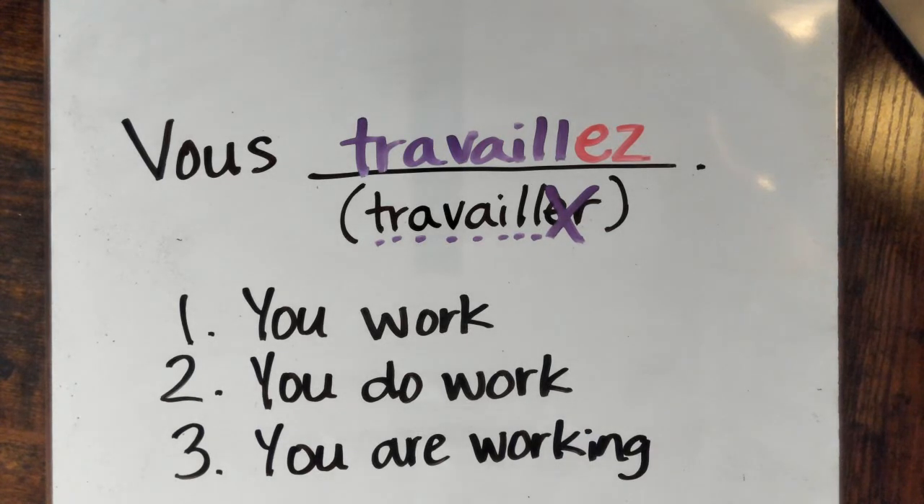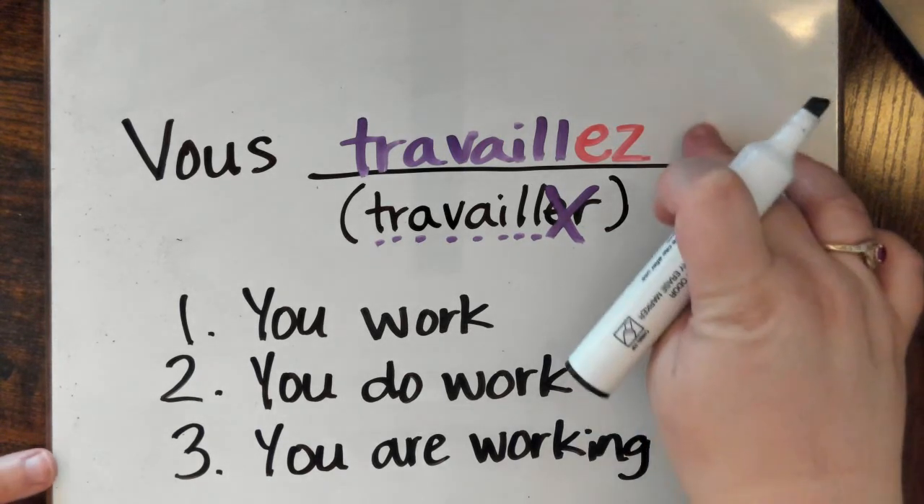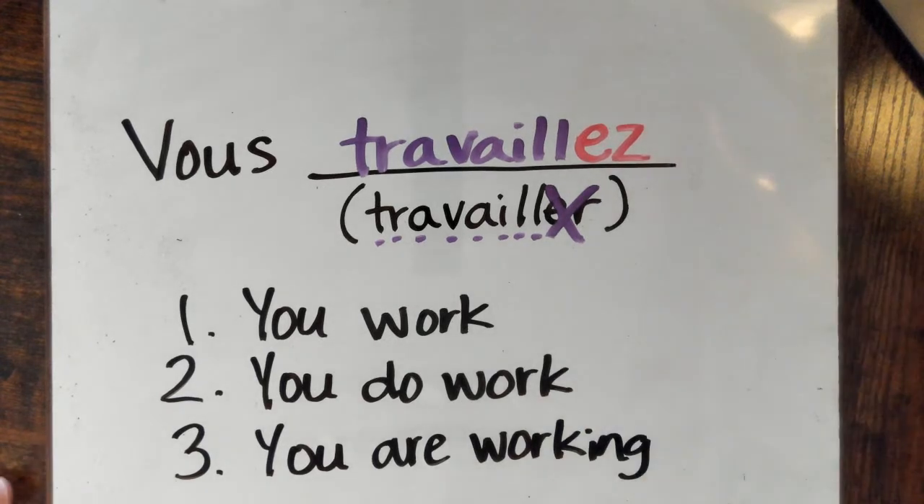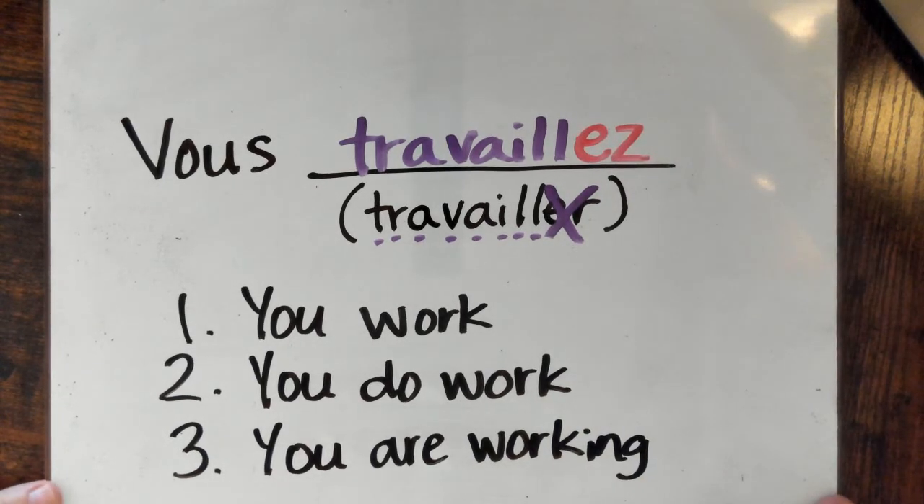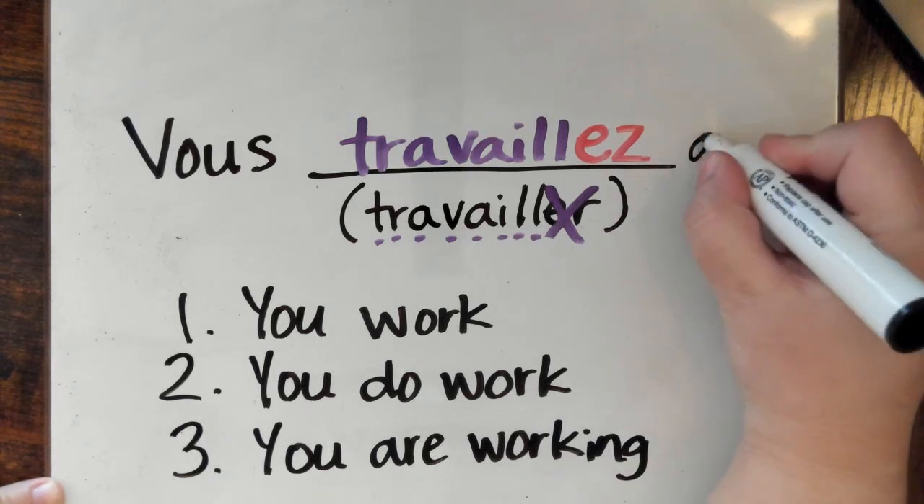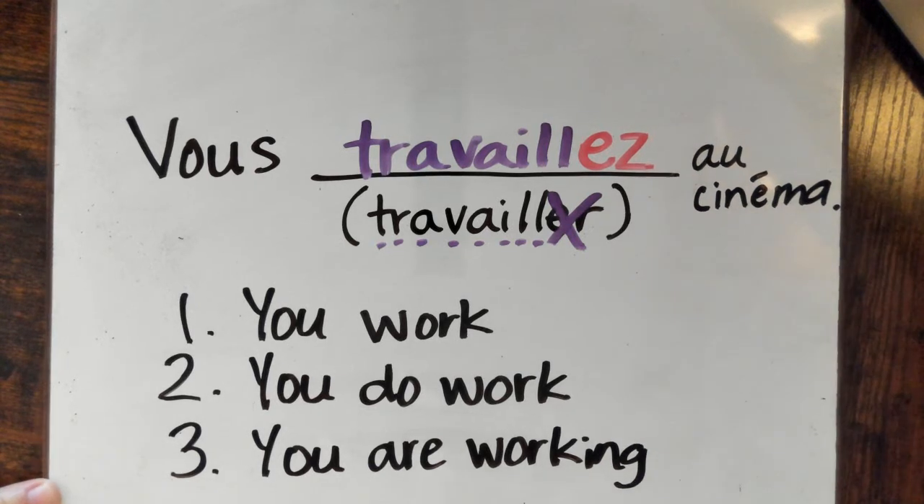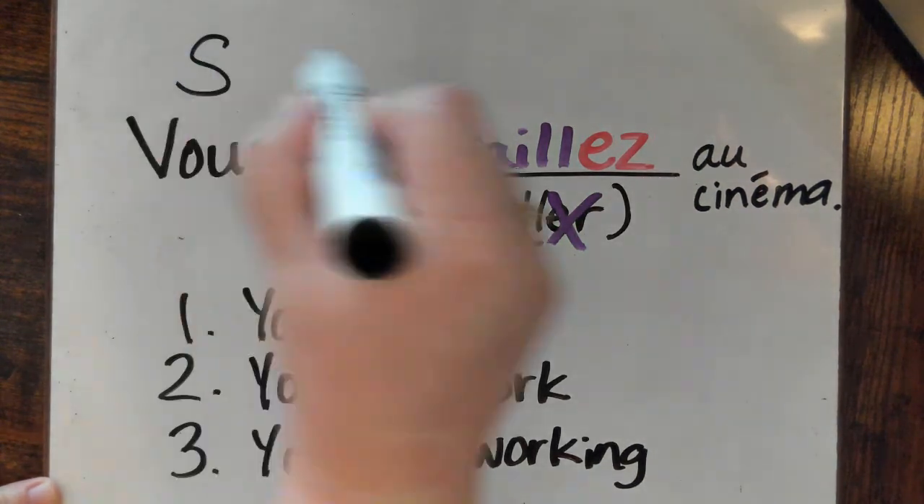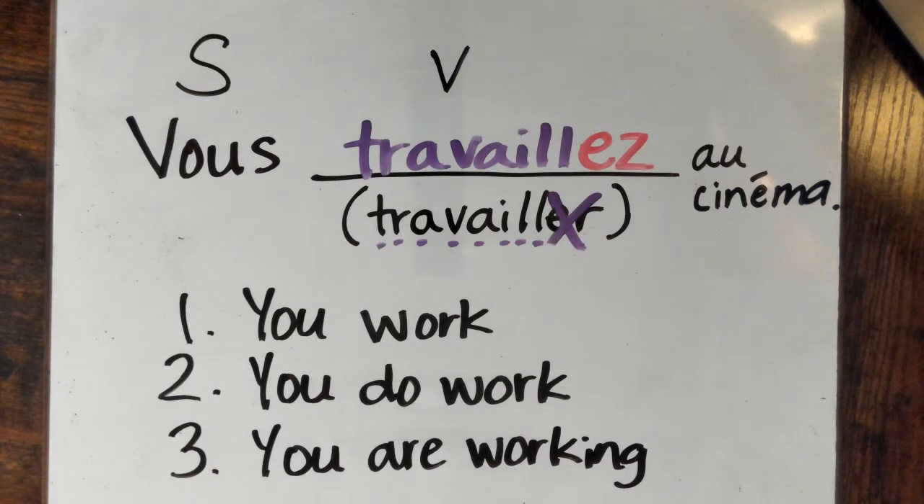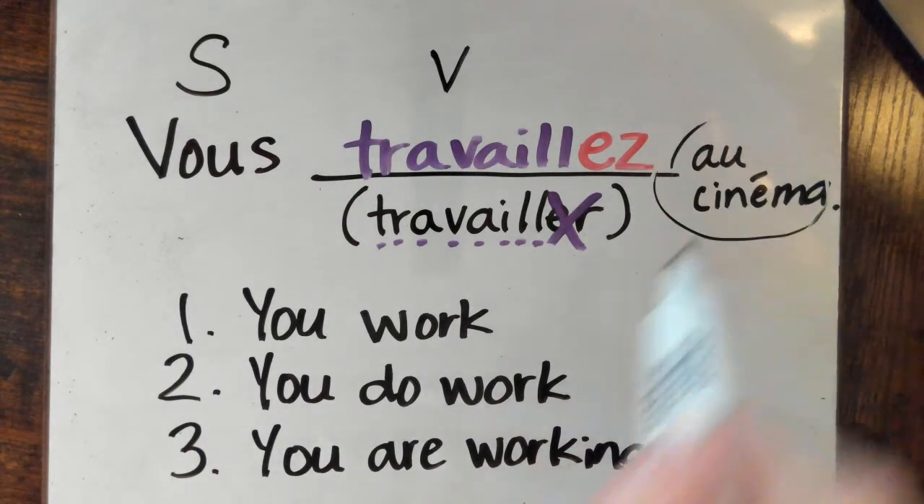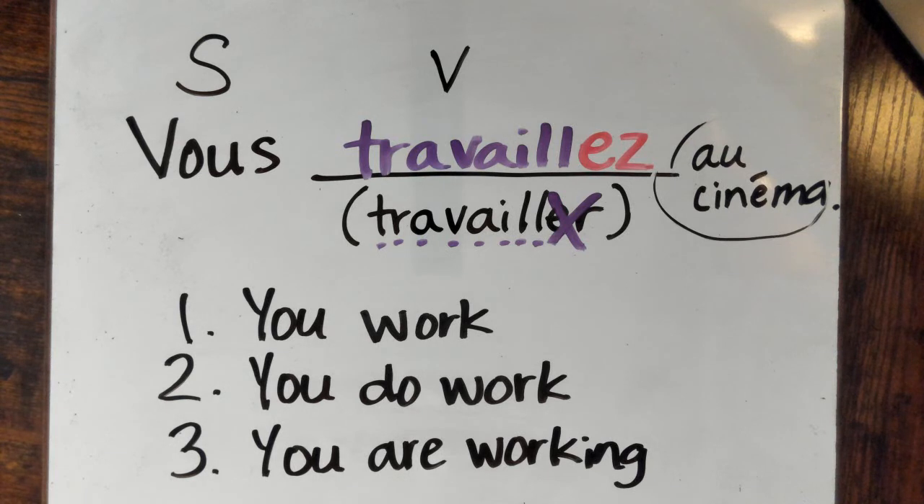Let's see if we can add some extra details to this. What if I wanted to say, you work at the cinema, at the movie theater? I can add here, au cinéma. Okay, but again, this is the subject and this is the verb. So that's what we're focusing on right now. This is just extra stuff for fun. Now we're going to do a bunch more, but we're not going to do this part every single time. So on the next screen, you're going to see a few different ones of these, and you're going to do all of them at once.